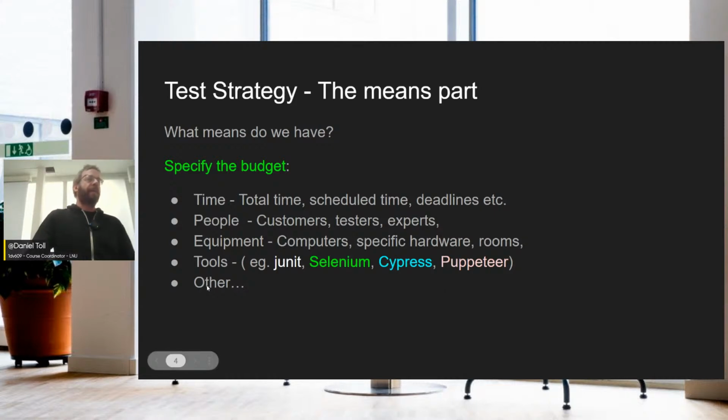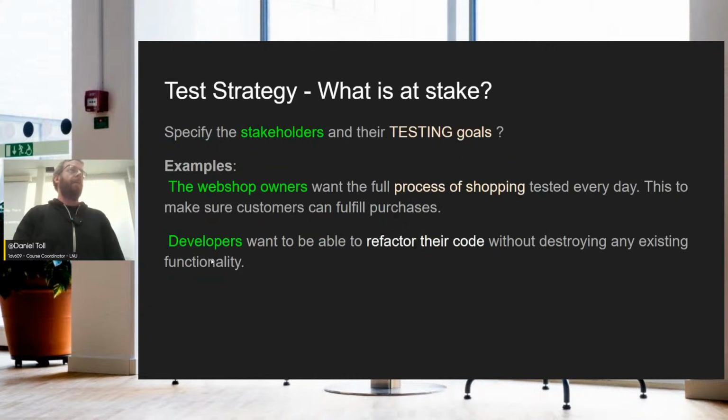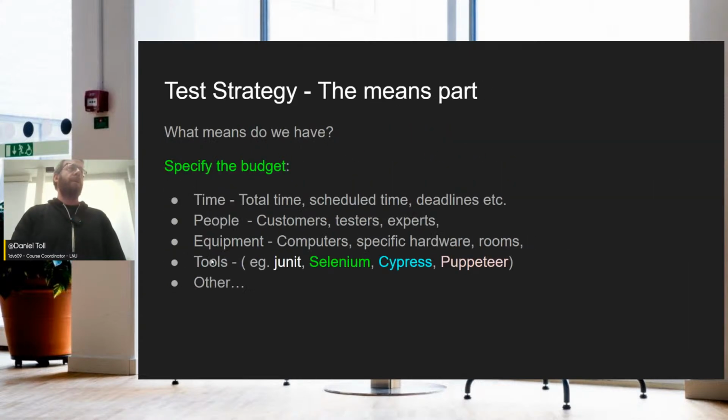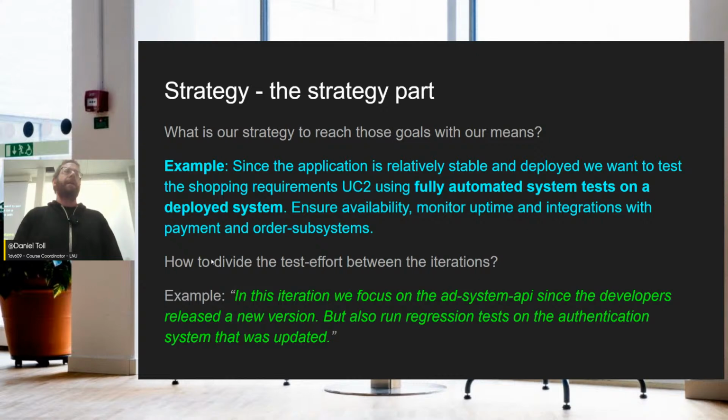And there can be other things in this budget also. It could actually be just money, a budget of money. So depending on how much resources we have, we can do different things. But usually the budget is limited. And then if I have goals and a budget, I can make up a strategy. So how are we going to do this?